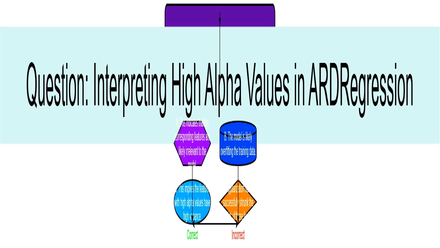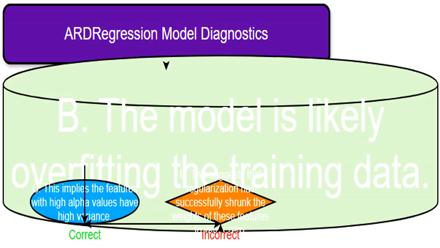A simple example. Imagine we're trying to predict house prices. Some features, like location or house size, are more reliable than others, like the color of the walls. This question focuses on understanding what it means when alpha values for some features are very high, like 1e10, which is 10 billion. I think this is wrong.